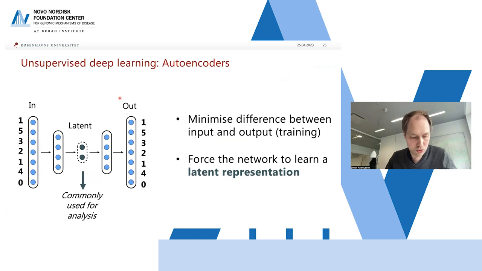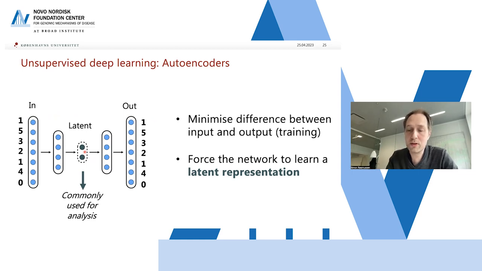So what we are doing here, I just want to introduce this concept of autoencoders, which is one way of doing unsupervised deep learning. It'll be very brief here. Basically, this is a neural network. We have an input layer, an output layer, and then a layer in the middle, which is this bottleneck. How we train these models is we try to minimize the difference between what comes in and what comes out. This basically forces the network to learn a representation, which we call a latent representation, that is what is commonly used for analysis. This is also what we have been using for the analysis and clustering in our previous papers.